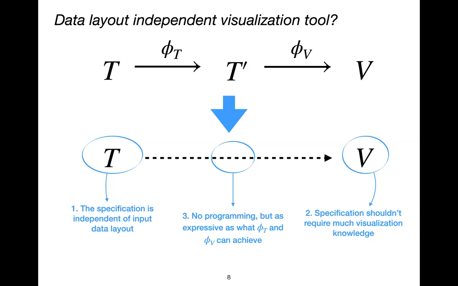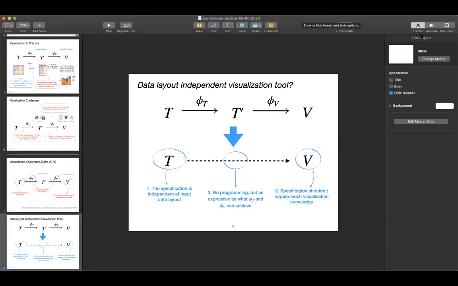I see some message. Let me see what it is. I can read it out for you. It just says, I have a question. Is the mapping generally invertible? Is the mapping always one-to-one?